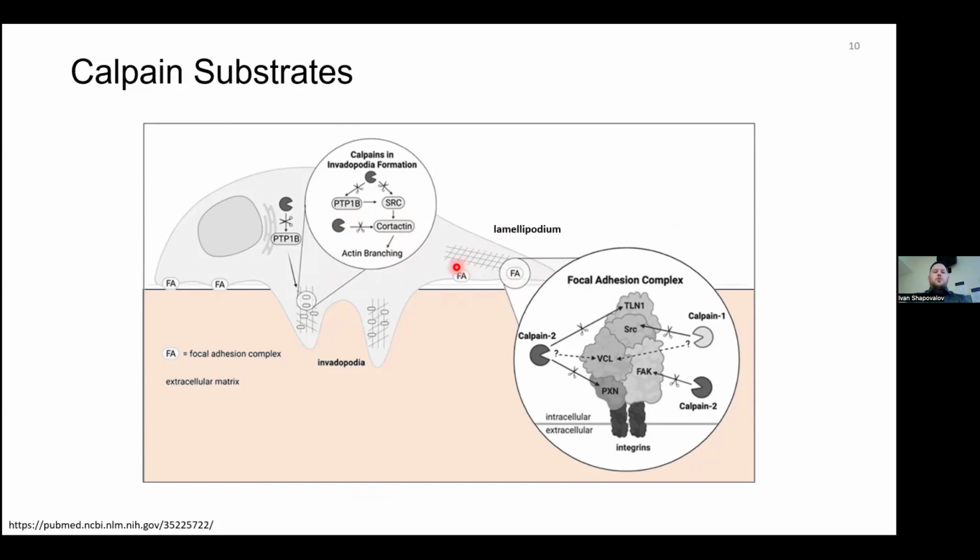Separately, Calpain can cleave structural proteins of focal adhesions, namely talin, Src kinase again, vinculin, focal adhesion kinase, paxillin. And we postulate that it's through cleavage of these substrates that Calpain exerts its effect on cancer cell motility.